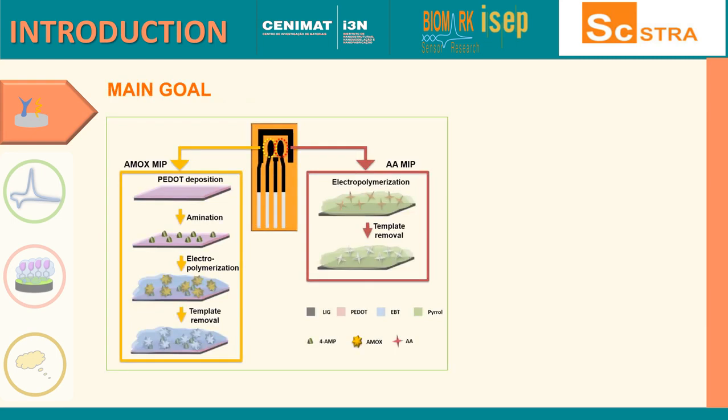Here, it's possible to see the several steps of assembly for each analyte using a molecularly imprinted polymer. For amoxicillin, you use a conductive polymer, in this case PEDOT. After that, we modify the surface with 4-aminophenol, and then we polymerize with amoxicillin and EBT as a monomer. EBT is Eriochrome Black T, and then the final step was to remove the template, maintaining the integrity of the polymer.